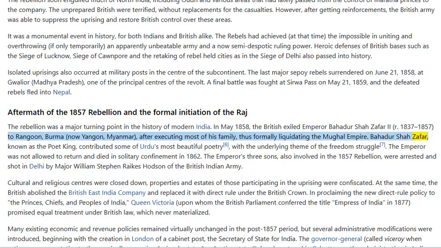Bahadur Shah Zafar, known as the Poet King, contributed some of Urdu's most beautiful poetry, with the underlying theme of the freedom struggle. The emperor was not allowed to return and died in solitary confinement in 1862. The emperor's three sons, also involved in the 1857 rebellion, were arrested and shot in Delhi by Major William Stephen Raikes Hodson of the British Indian Army.